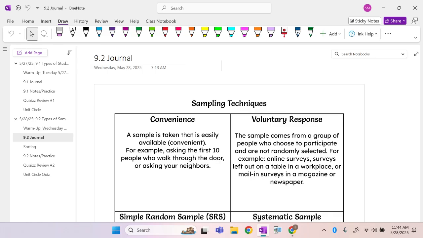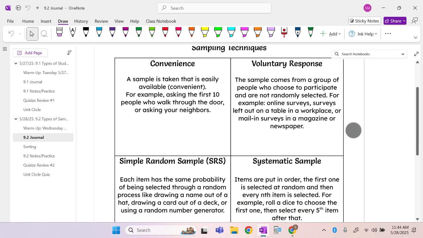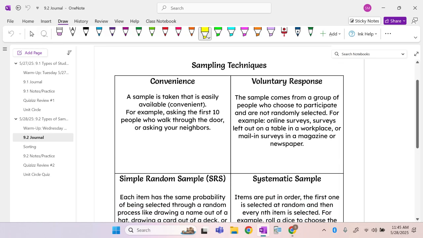All right. With the sampling techniques, the very first one that we have is convenience. It is a sample taken that is easily available. So it's easily available, or convenient.